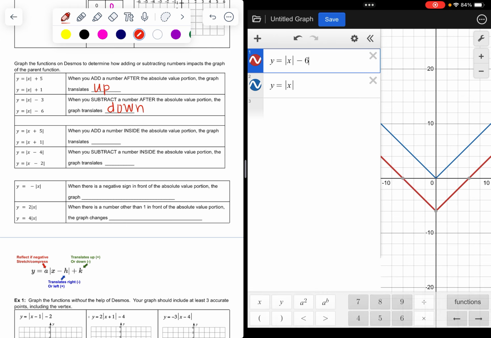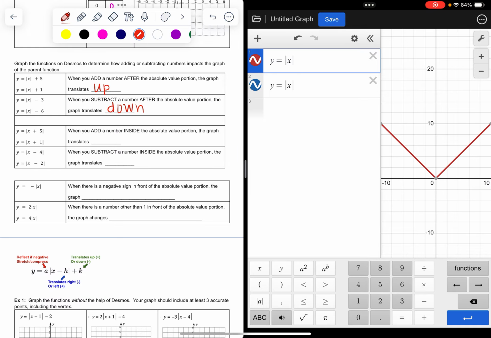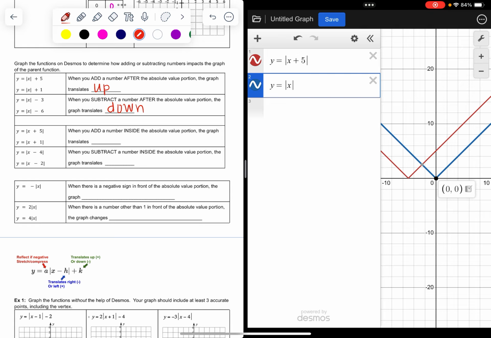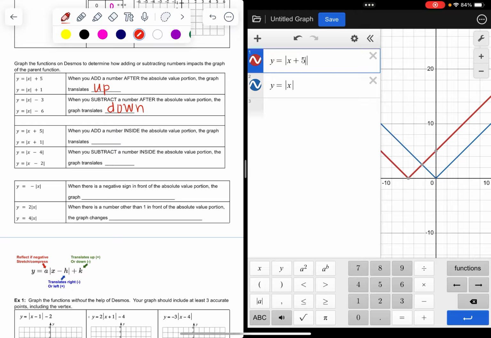Let's look at what happens when we add or subtract a number inside the absolute value. So let's add 5 inside the absolute value. Again, our original one was 0, 0. Our new one now is -5, 0. So I added 5 inside the absolute value and it moved left 5 spaces.